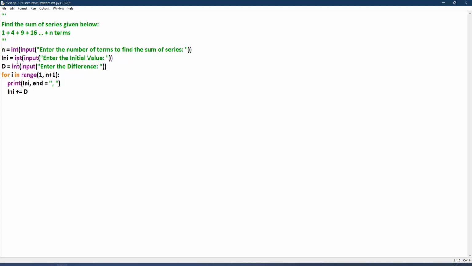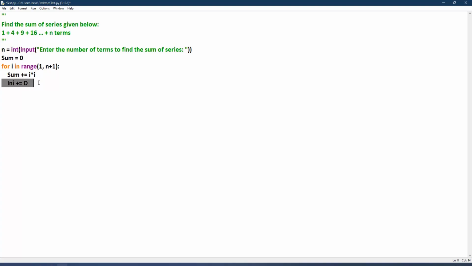Number of terms, let it be. Initial value is not required, and then sum is supposed to be 0. I in range n plus 1. We shall take the sum plus equal to I into I. So that is 1 into 1, 2 into 2, 3 into 3. Every time it will be adding it to the sum.